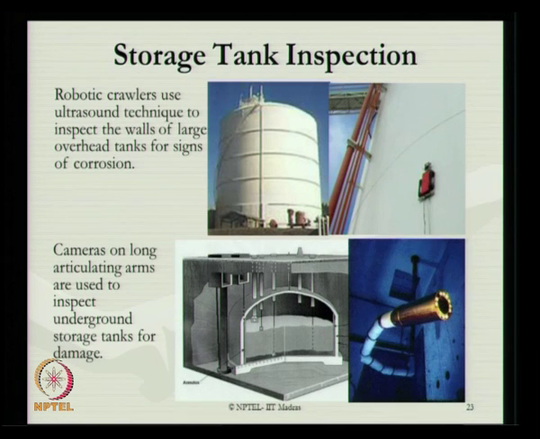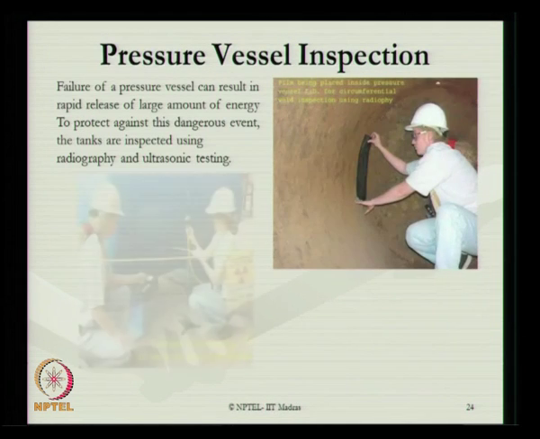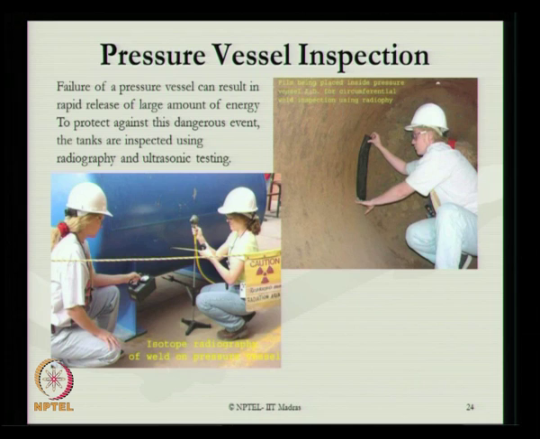One can also place cameras on long articulated arms which are used to inspect underground storage tanks for any specific damage. One can also use pressure vessel inspection. The failure of a pressure vessel can result in a rapid release of a large amount of energy, which can cause catastrophic damage to the system. To protect against this kind of dangerous event, the tanks are inspected using radiography and ultrasonic testing.